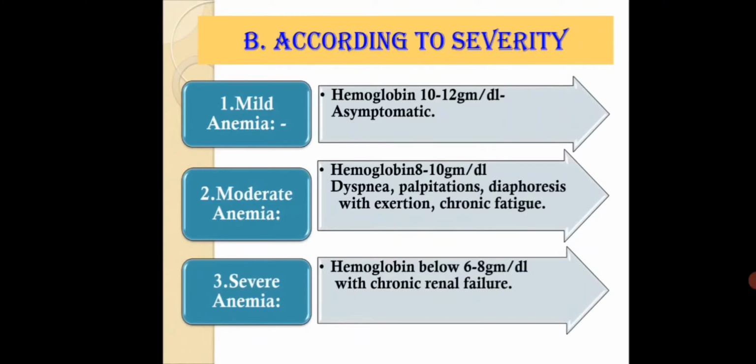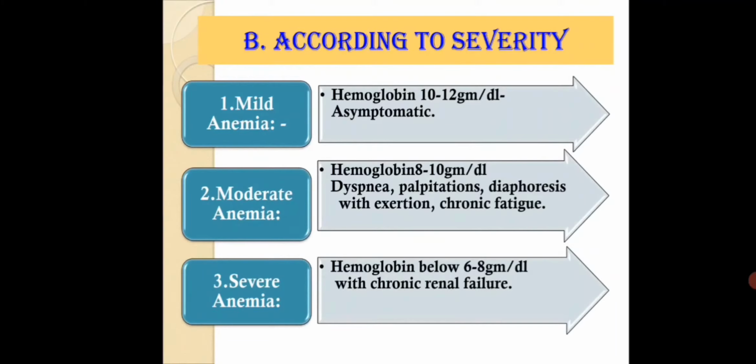So what happens in mild anemia? Hemoglobin level is 10 to 12 gram per deciliter, but the patient will not have any signs and symptoms. That means the patient is asymptomatic, called mild anemia, and it can be treated mainly with a proper diet, iron rich, folic acid rich diet.